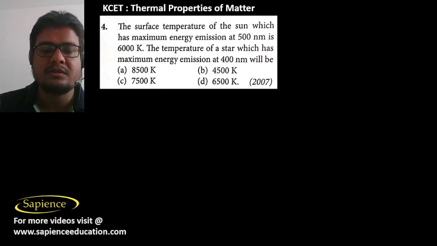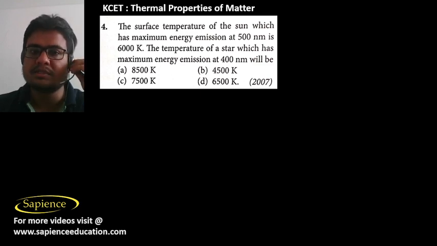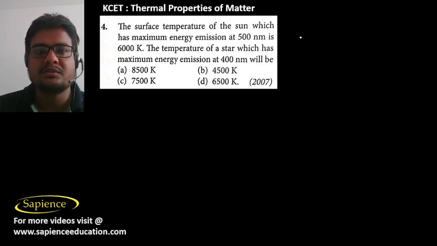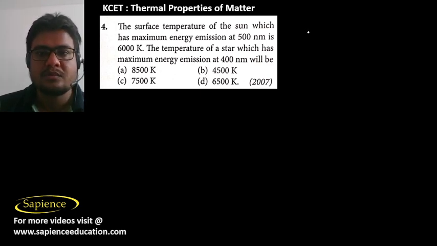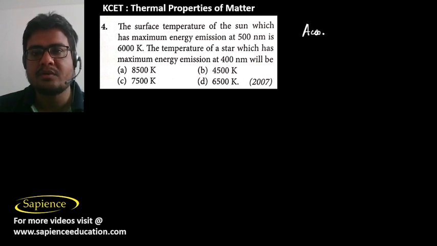Then it is told the surface temperature of the sun, which has maximum energy emission at 500 nanometer, is 6000 Kelvin. The temperature of a star which has maximum energy emission at 400 nanometer will be? So here we have to apply Wien's displacement law.